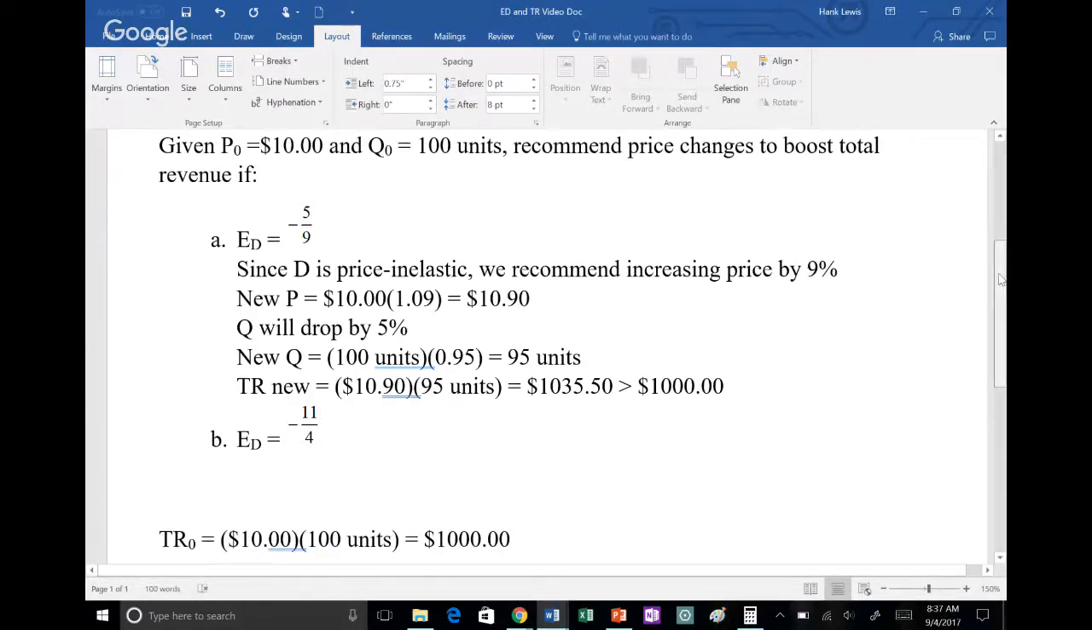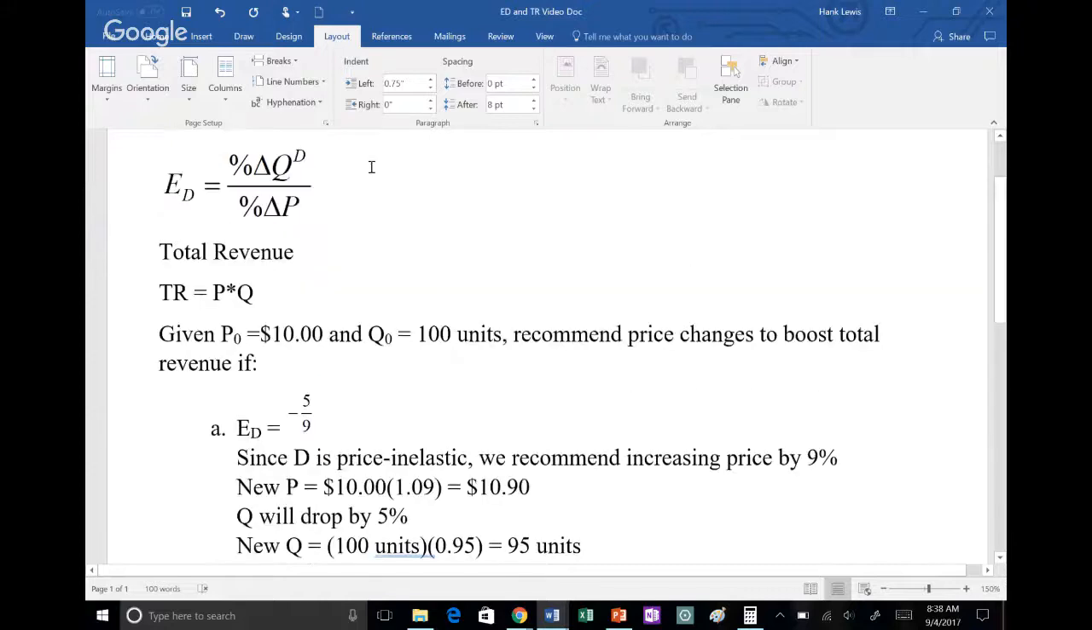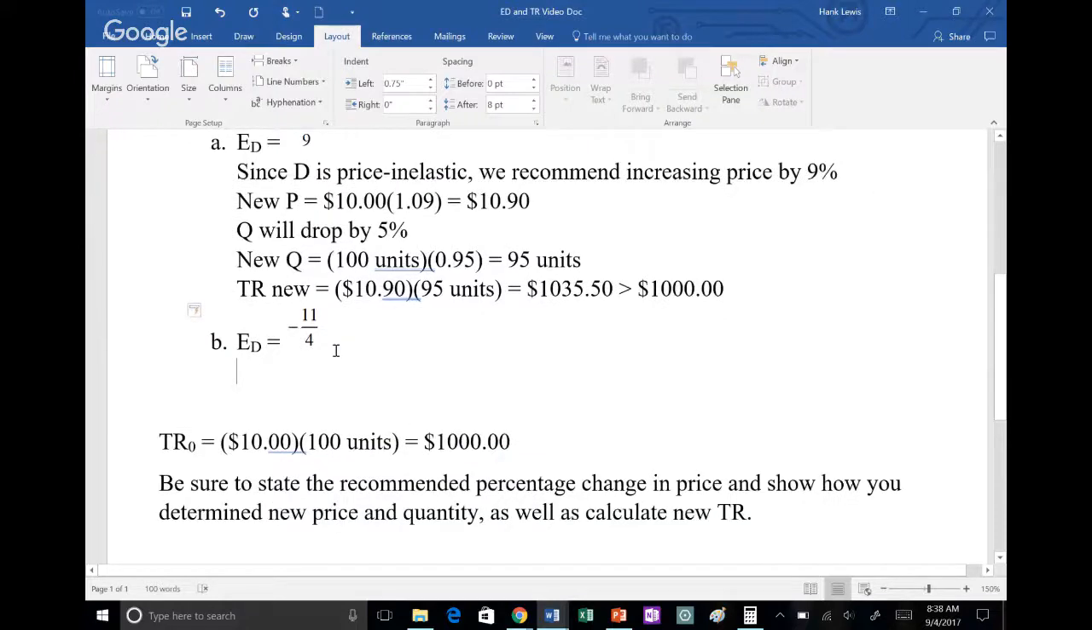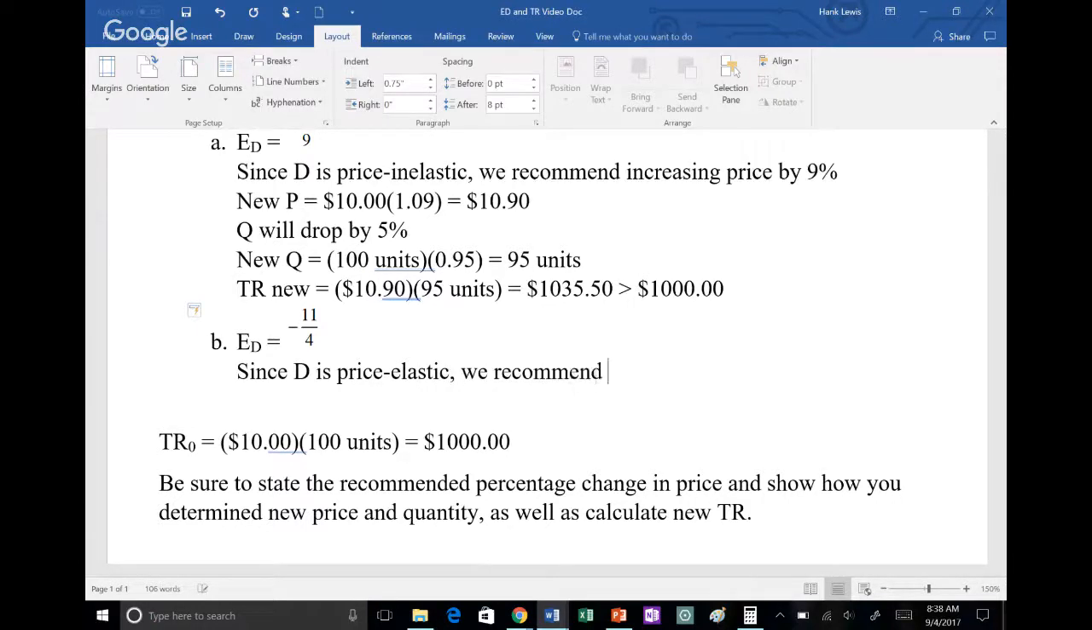Well, here's the deal. The percent change in quantity demanded is up top. The percent change in price is in the bottom. And we have to change price first. So that's a 4% change in price. And so since demand is price elastic, we recommend lowering price by 4%.